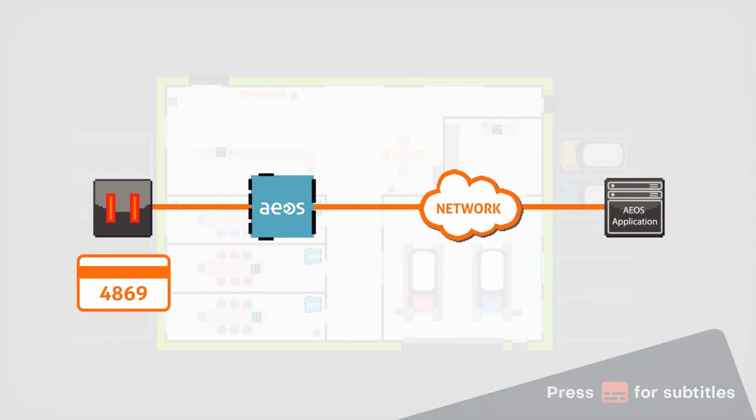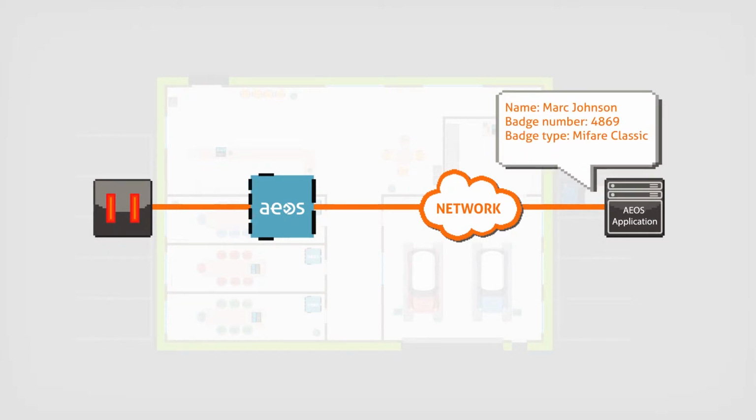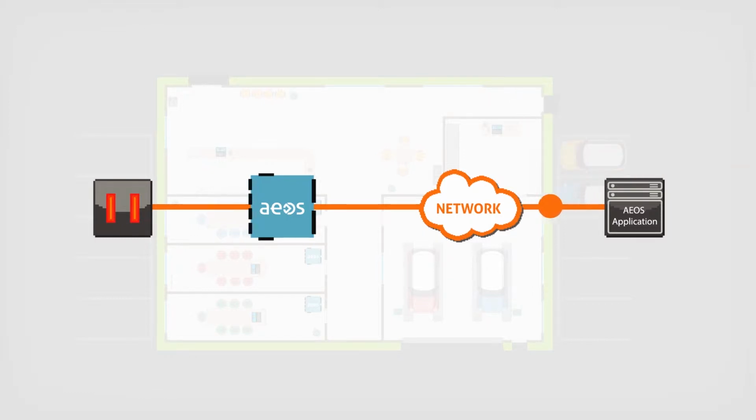When the badge is presented, the badge number is read by the reader that sends this number to the controller. As soon as a new person is added in the AEOS application, a badge type and number are linked to the person. As soon as the number is linked and the data is saved, the AEOS application sends the information to the controller.